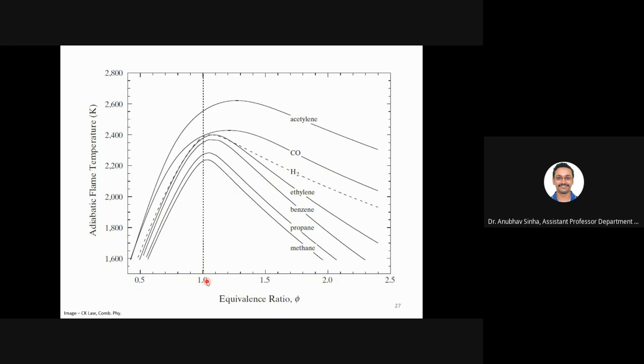So what you can see from this plot is that near the stoichiometric ratio, roughly somewhere around, let's say, 1.1, you get a peak, which is the highest flame temperature you will get. Now the flame temperature drops both when you go lean and when you go rich. Can anyone tell me why?